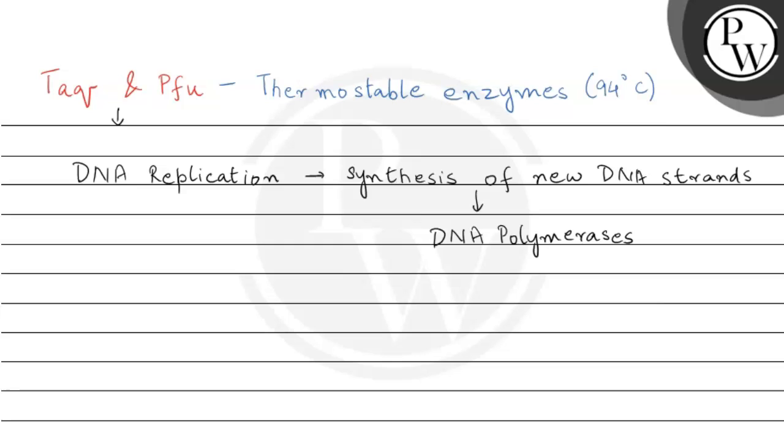Now both these enzymes play a major role during the polymerase chain reaction, or the PCR. So Taq and PFU are used as DNA polymerases for the process of PCR, because in PCR we require high temperatures, and these enzymes, since they can withstand high temperature, are used for the DNA amplification. The synthesis of new strands of DNA complementary to the template strand is done by Taq and PFU during the polymerase chain reaction.